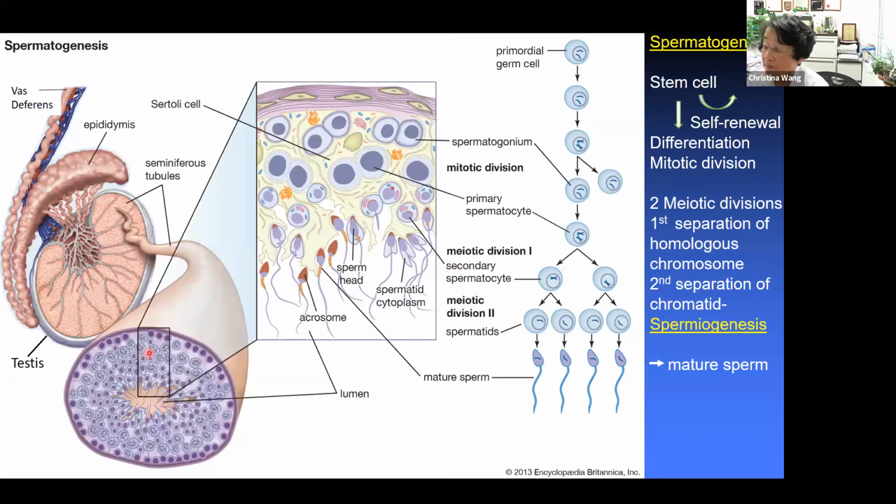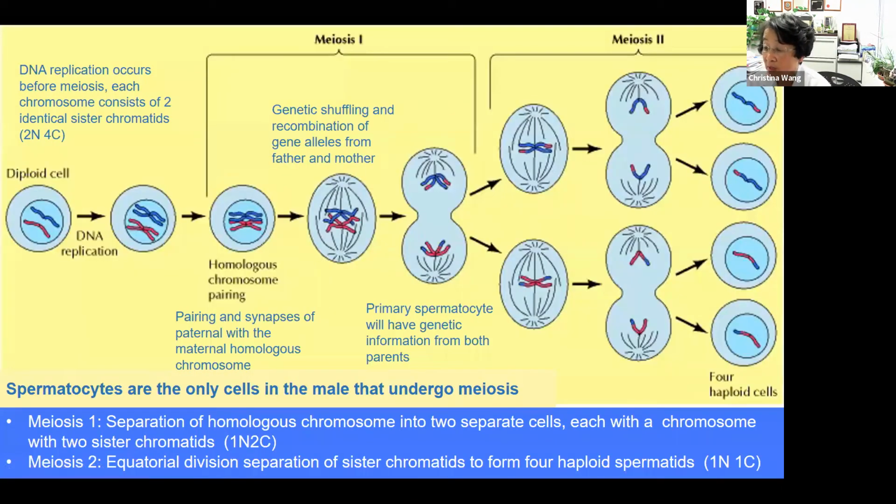is in the spermatogonia, which is really near the basement area. I'm going then to show you the meiotic process. All of you must have learned this at school. And I'm just going to remind you that this process of meiosis only occurs in the male in the spermatocytes, not in any other cells in the body.